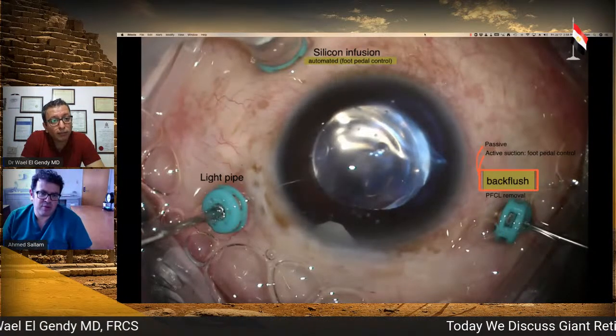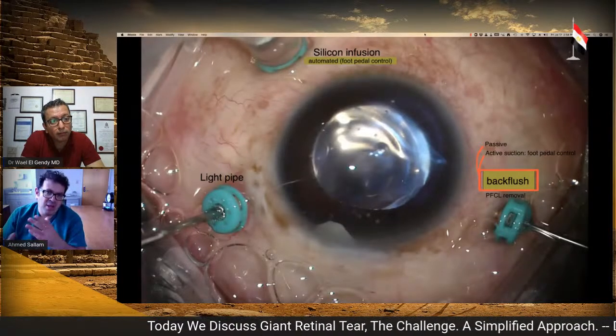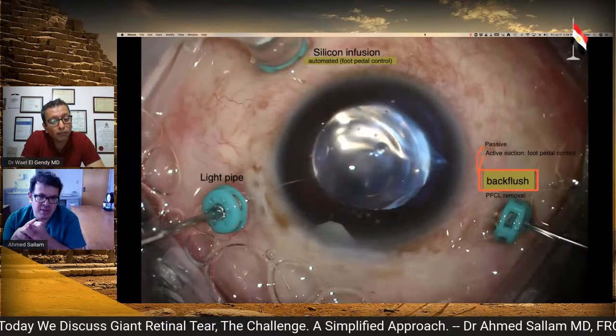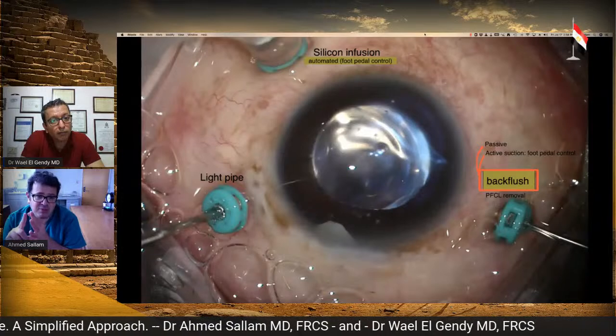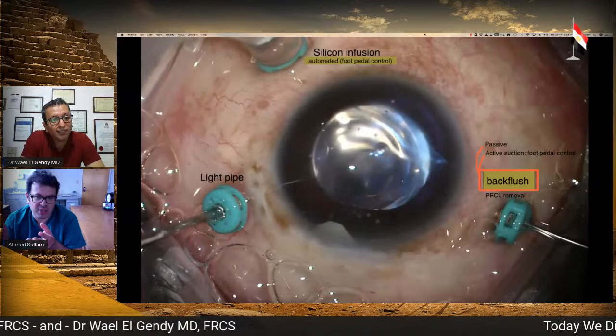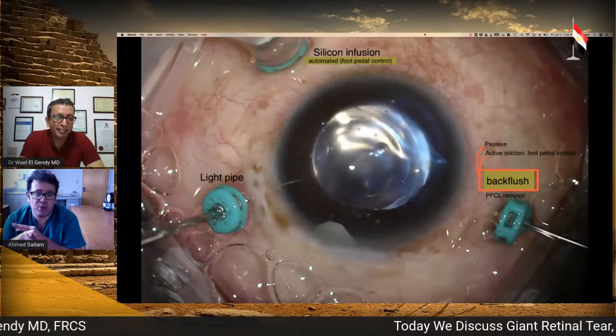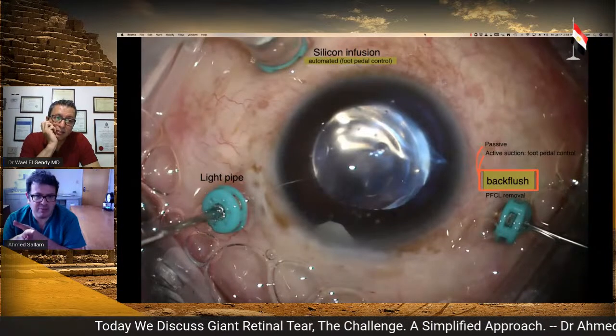And you can do it with 25 gauge, because injecting oil with 25 gauge through that tube can be difficult. But remember, you have to have a light pipe, you have to have an access for the oil, and you have to have a port where you suck the PFCL, which you can do passive, just with a flute, or active.